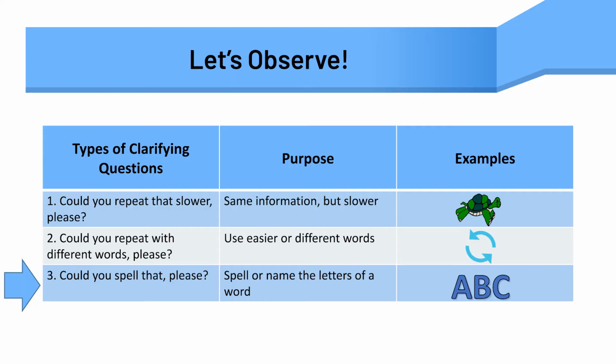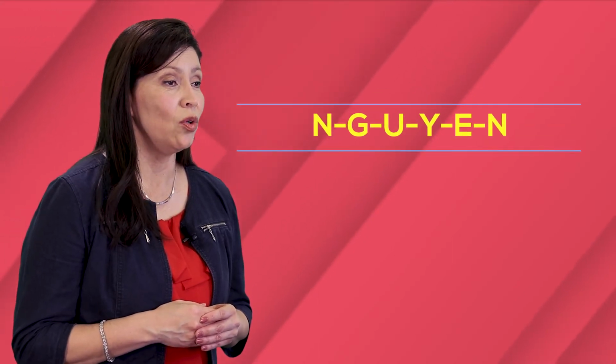I'm going to use the clarifying question on spelling. Could you spell Wen, please? Yes, it's N-G-U-Y-E-N. Wow, that is not how I thought you would spell Wen. Good thing I had clarifying questions to help me get the correct information. Now it's your turn to practice. Don't worry, I will still help you. Plus, you can use your chart to determine which clarifying question to use. Ready? Of course you are.